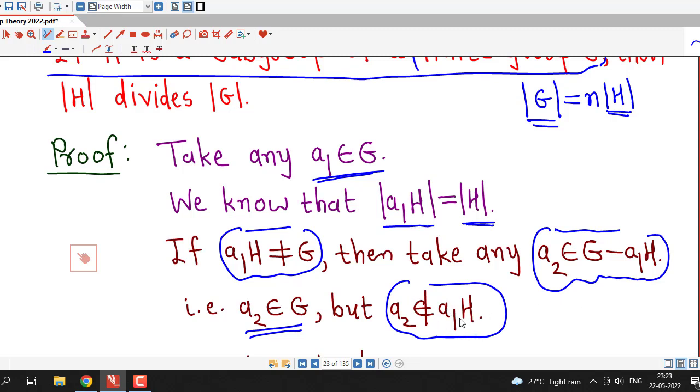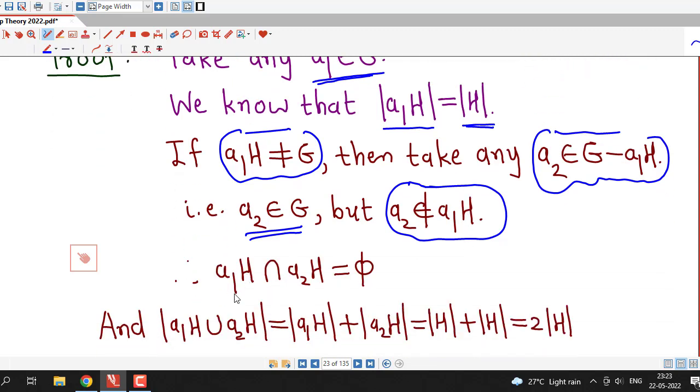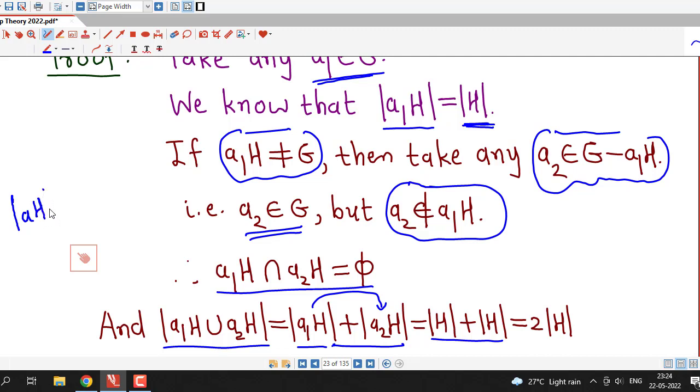Now because A2 is not an element of A1H, A1H and A2H are different, and we know that two left cosets are either equal or disjoint. Therefore we can write that the intersection of A1H and A2H is the empty set, and the order of the union of A1H and A2H will be equal to the order of A1H plus the order of A2H, because these two are disjoint, and the order of A1H is equal to the order of H plus the order of H. Here we are using the property that the order of any left coset will be equal to the order of H.